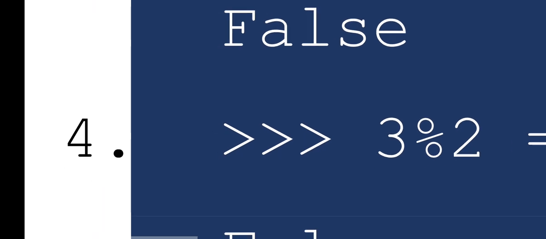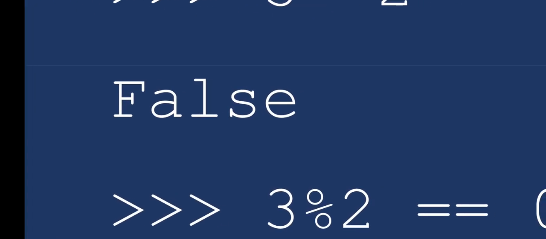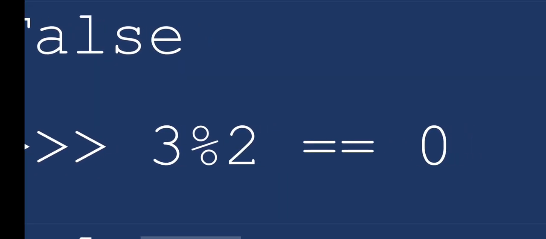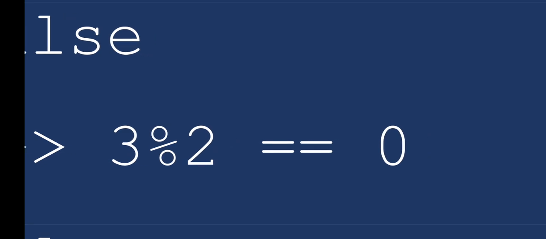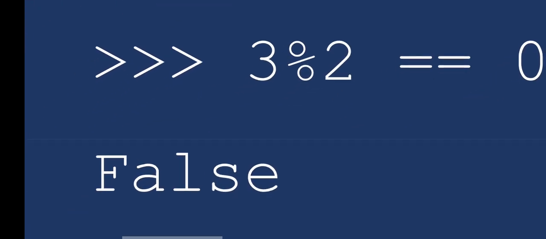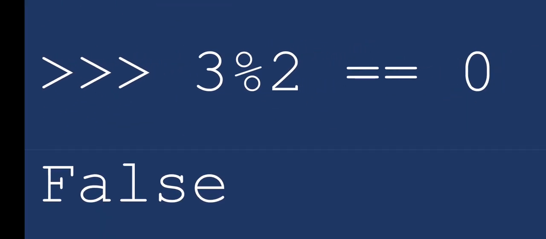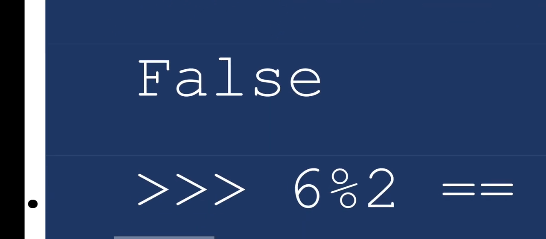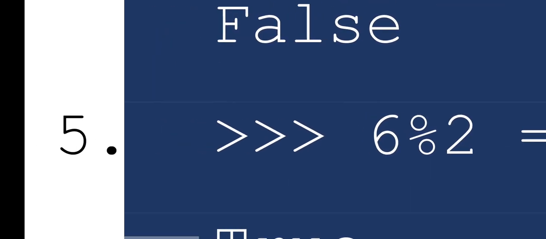And the fourth example we have is 3 mod by 2, is it equal to 0? In case you're having problems with these mods, I have done it in one of my previous videos, modulo operator, so you can refer back to that video, modulo operator or Python modulo operator. So the output is false because 3 mod by 2 is never equal to 0.